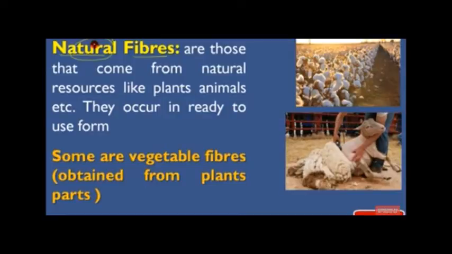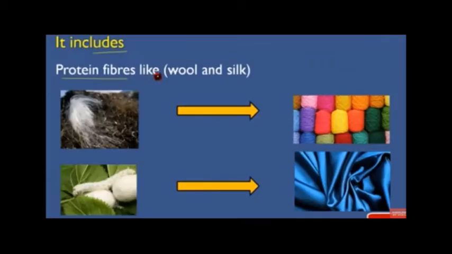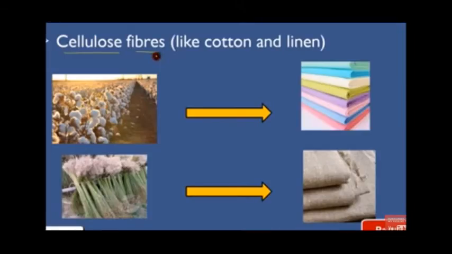Some are vegetable fibers obtained from plant parts. It includes protein fibers like wool and silk, as you can see in the picture. Cellulose fibers like cotton and linen come from the parts of plants.